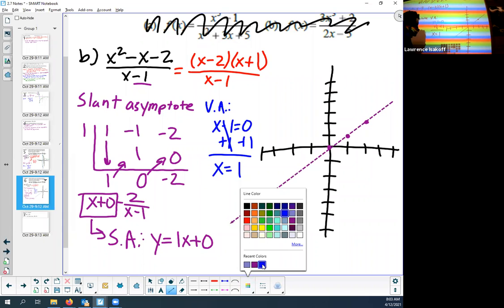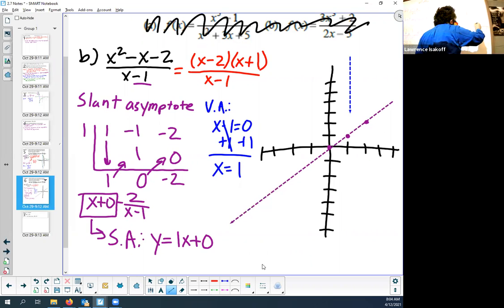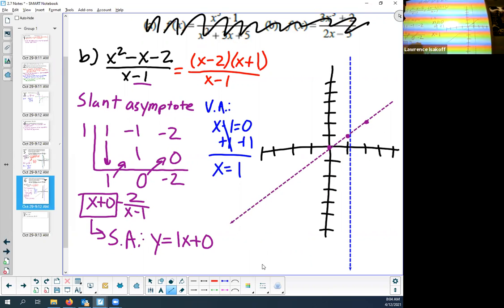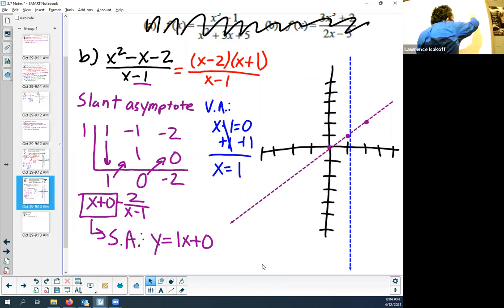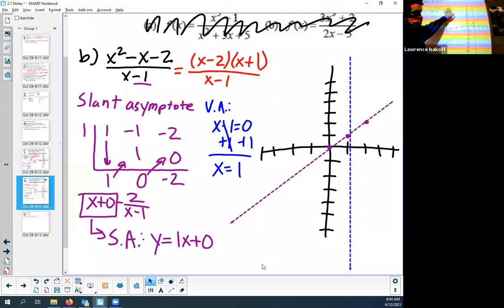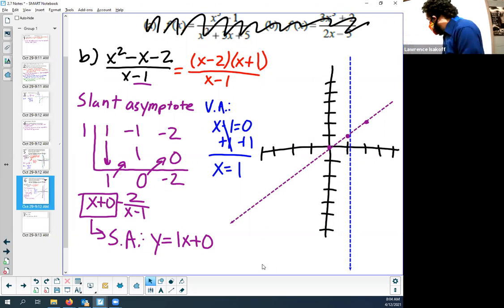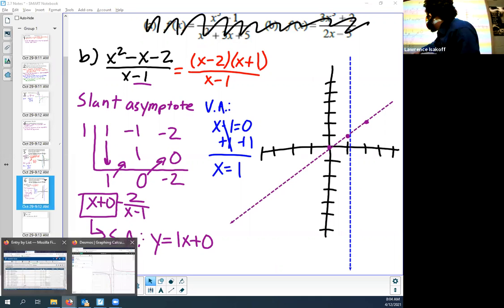Now let's draw my vertical asymptote at x equals 1. And now I need to see, is it in the two skinny parts, or is it in the parts where we have that obtuse angle being formed? So it's either going to be, again, upper left, lower right, or lower left, upper right. So let's take a look in Desmos and see.